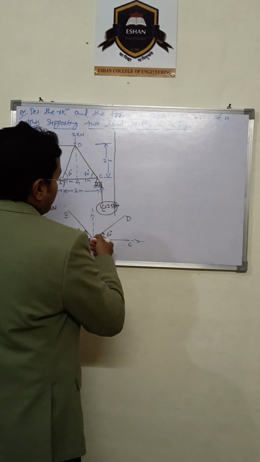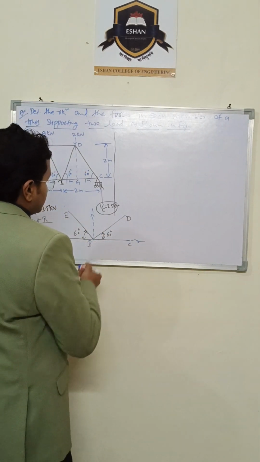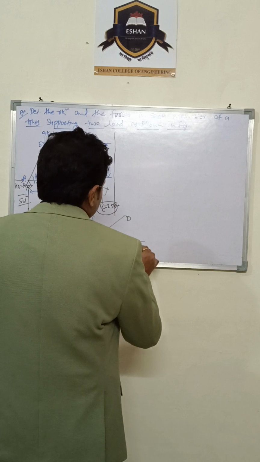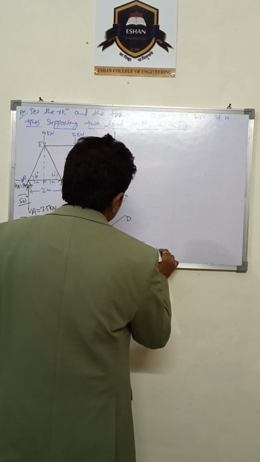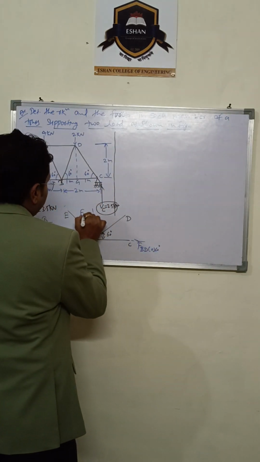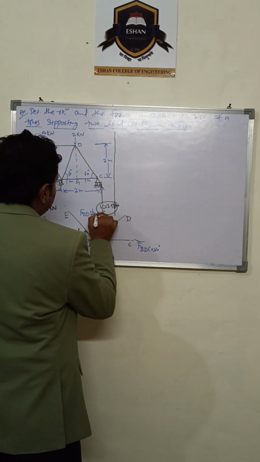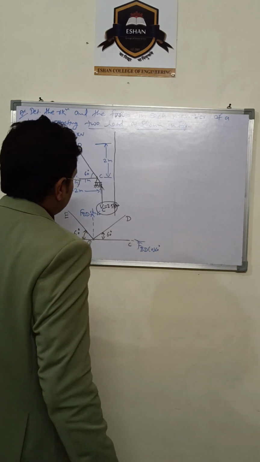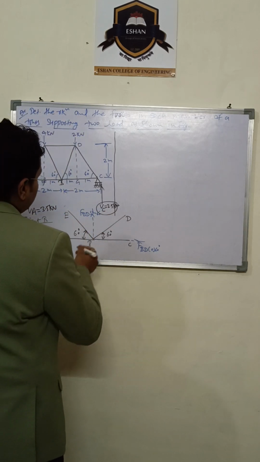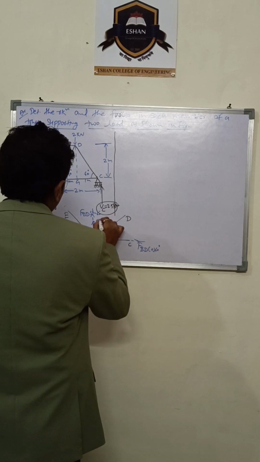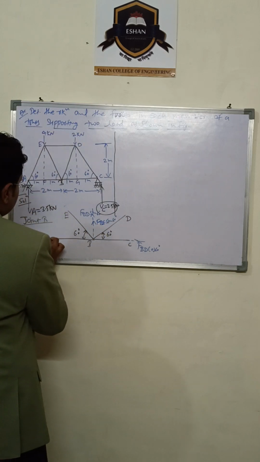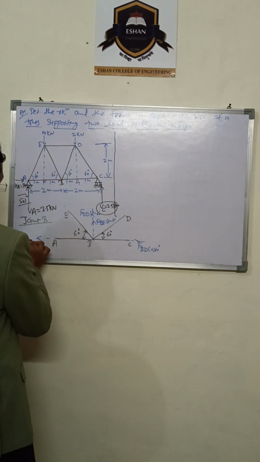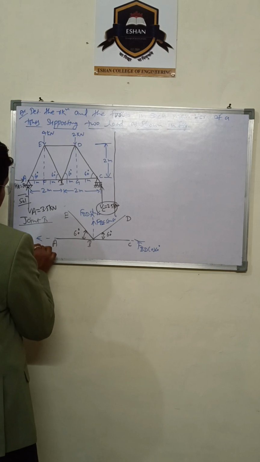Firstly, take the BD member. For the BD member, two components are to be there, FBD cos 60 degree and FBD sin 60 degree. Next, consider the inclined member BE. The vertical component is FBE sin 60 degree, and the horizontal component is FBE cos 60 degree.